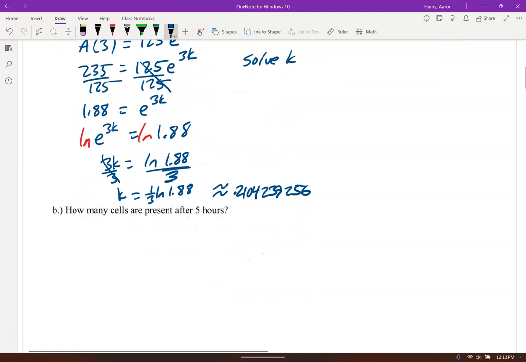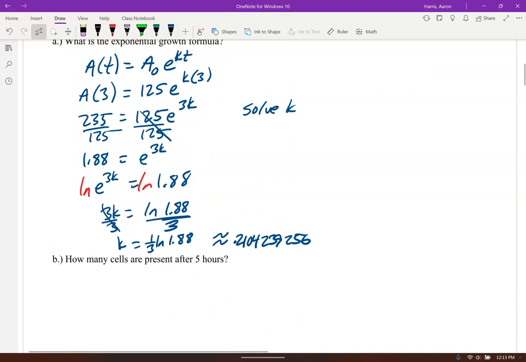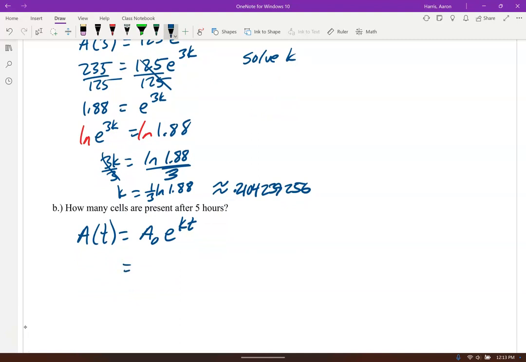Okay. So now the nice thing is that we have our growth rate k. Ideally, you use it in exact form, but I like to use it at least to 6 digits. Try not to round it off at all, otherwise you'll have rounding error. To be safe, take it out to at least 6 digits or so, 4 at the worst. But we can find how many cells are present after 5 hours.